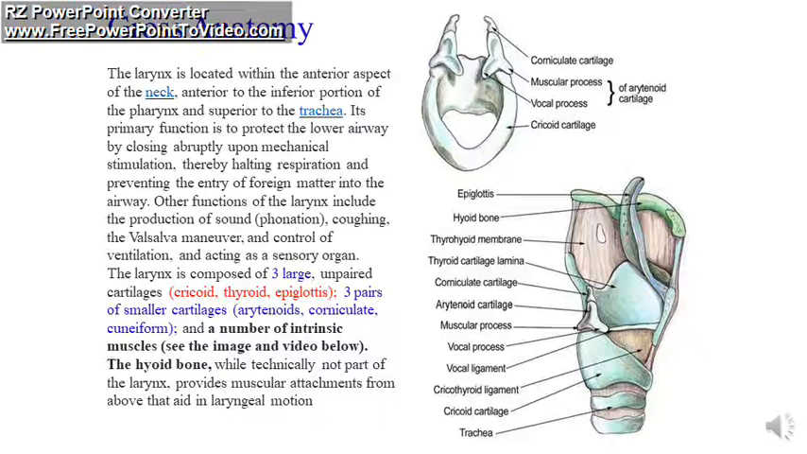The gross anatomy of the larynx: it is located within the anterior aspect of the neck, you see, and is suspended, attached by the hyoid bone. Its primary function is to protect the lower airway by closing the trachea through the epiglottis, and also halting respiration and preventing injury from foreign bodies. So the larynx is considered the main protector.